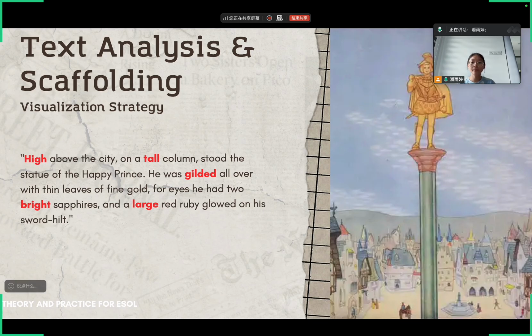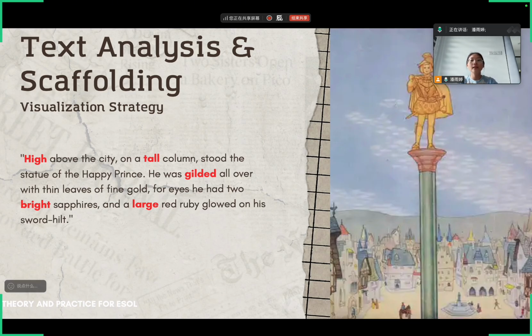If I simply ask them to read silently, many would miss the spatial relationship of the prince being above the city, which is crucial for understanding his eventual isolation.